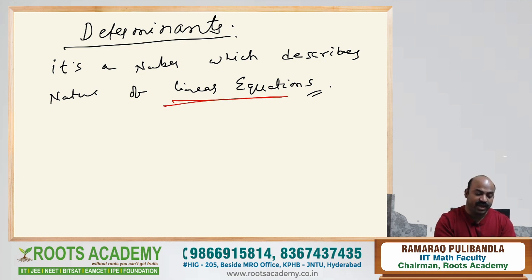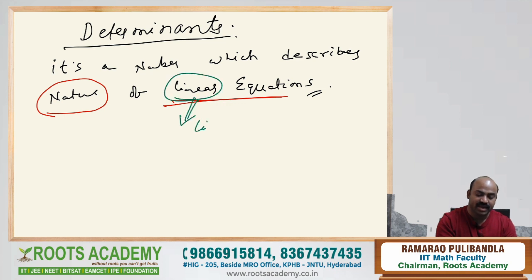What is the meaning of nature of linear equations? Linear means line, students. What is the meaning of linear? Linear means line. It's a line. So lines' nature. So how to decide the nature of lines, students? Very simple. Line means a straight line.